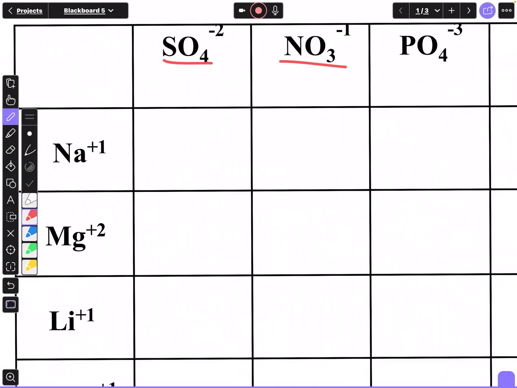So when I work the first row with you, sodium bonds with SO4 -2, and you might have to get some scratch paper to work these out, but when I cross my numbers, I'd end up with a formula of Na2SO4, and I'm going to name it then. Na is sodium sulfate.